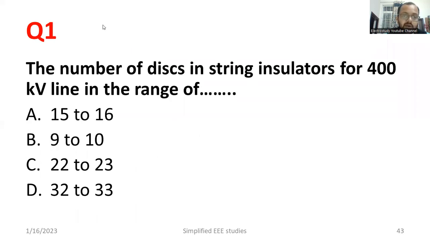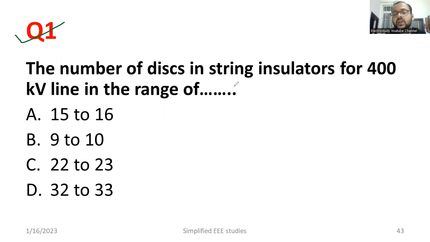Yes, let us have a discussion on the first question. Please read the question thoroughly. The number of discs in a string insulator for a 400 kilovolt line is in the range of. First of all, you need to understand the disc insulator. The disc insulator depicts the voltage level. If you see the disc insulator, you can predict what the voltage level of that particular line is. That is the importance of the disc insulator.